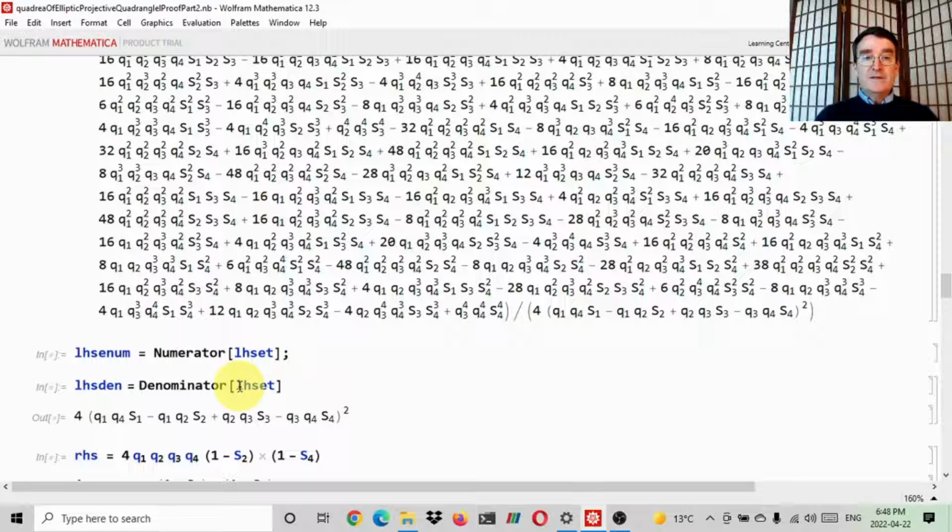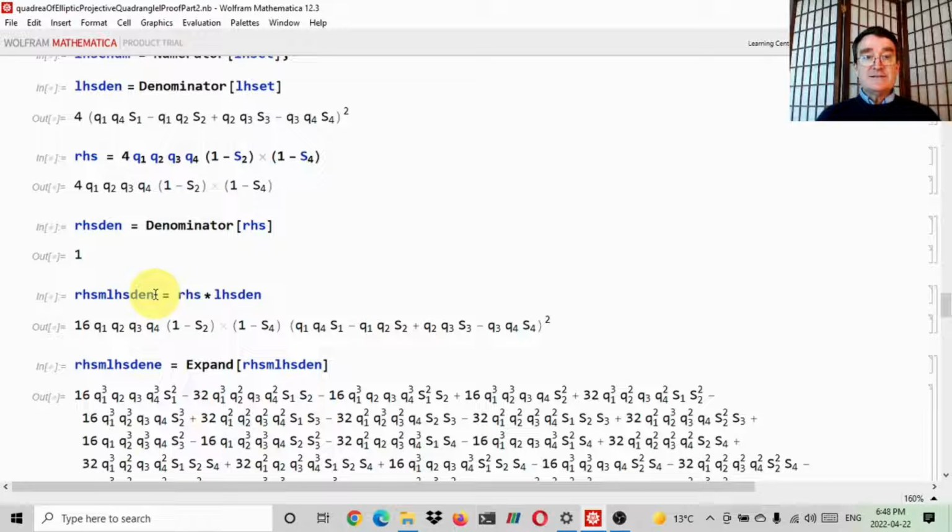Next, we're going to multiply the right-hand side by the left-hand side denominator, which we do by multiplying this by this to give us this expression here. And then we're going to expand this expression all out to get this. So this is the right-hand side multiplied by the left-hand side denominator, all expanded out. It is this expression here.